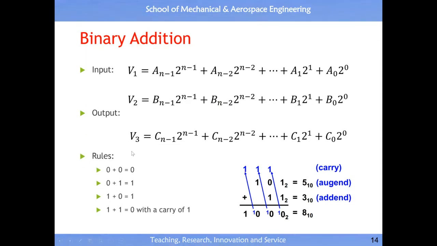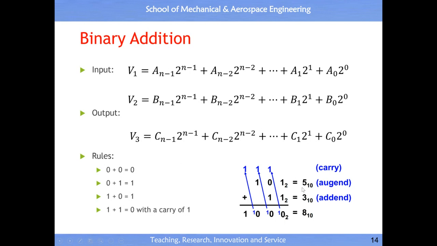Then the solution is to follow this rule. Okay, if value A is equal to 0, value B is equal to 0, then value C is equal to 0. If value A equals 0, value B equals 1, then value C equals 1. If value A equals 1, value B equals 0, then value C equals 1. If value A equals 1, value B equals 1, then value C equals 0 with a carry of 1.